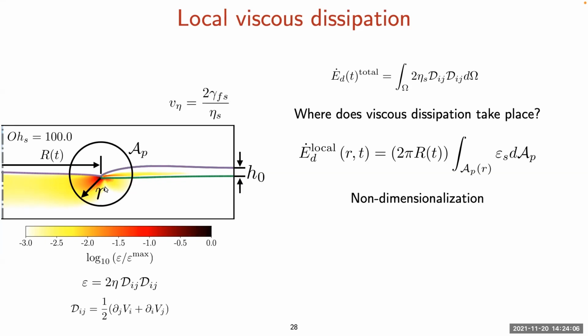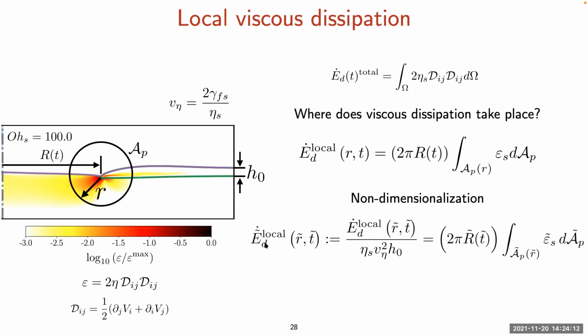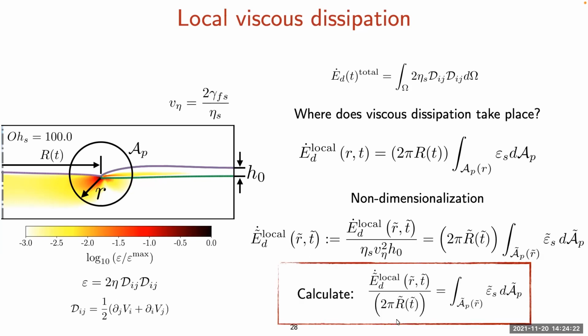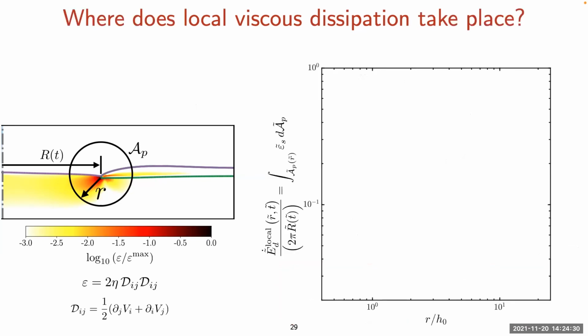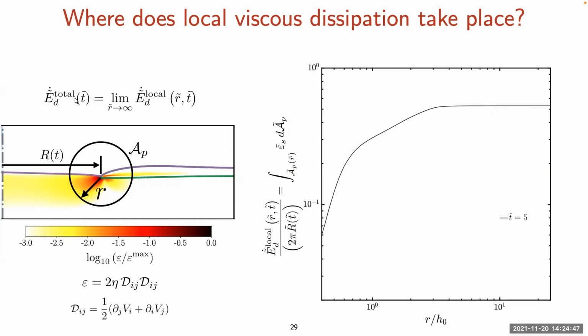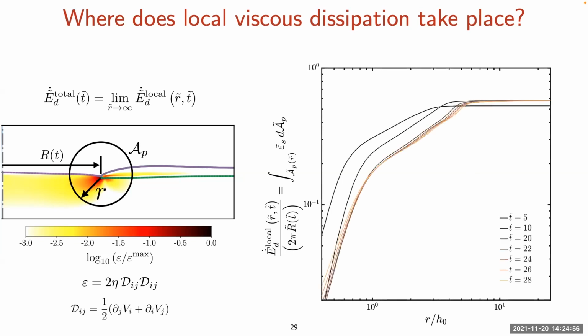We non-dimensionalize everything with h0 and the visco-capillary velocity. So our non-dimensional local viscous dissipation is expressed in this form here. We can calculate the non-dimensional local viscous dissipation per retracting length, and it's expressed in this form. We can now plot this quantity here as a function of the radial distance r, and you can see that for a certain time the viscous dissipation increases and then becomes constant. We can write now that the total viscous dissipation is the local viscous dissipation in the limit where r goes to infinity, and you can see that the total viscous dissipation here becomes basically constant as time increases.